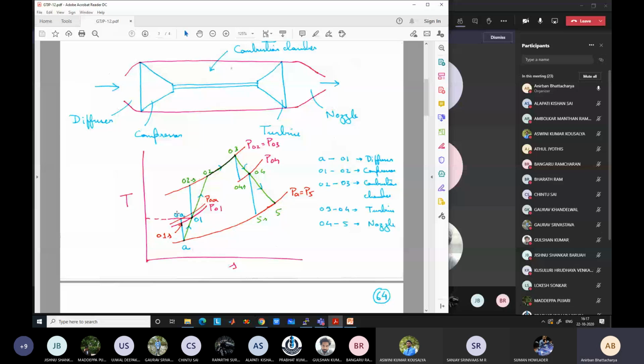I'm going very slowly. This diffuser part actually confuses a lot of students every year. That's why we have to be careful. You have to be careful in this area.